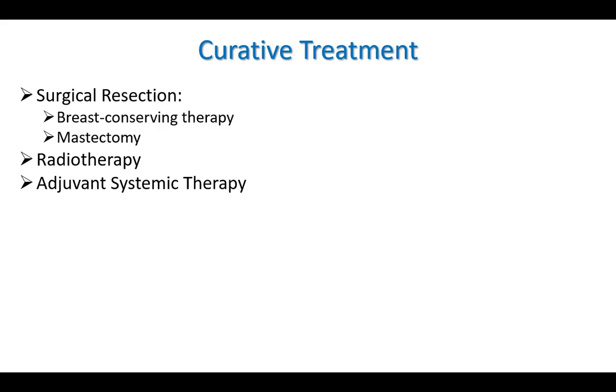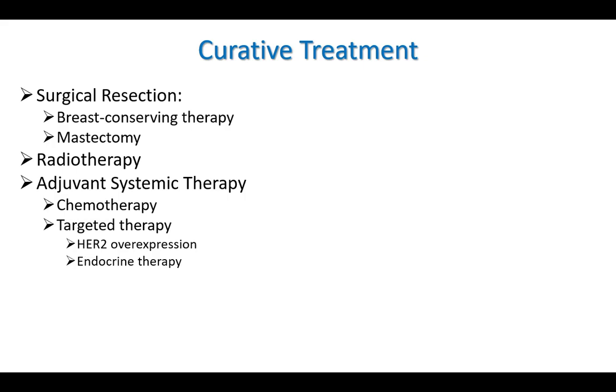And I hope you remember adjuvant versus neoadjuvant. So adjuvant is before surgery or after surgery? After surgery. Neoadjuvant is before surgery. Adjuvant systemic therapy can include chemotherapy and targeted therapy, which is targeting specific receptors like HER2 receptors. Patients who are HER2 receptor positive, you can target them with those drugs. If they are hormone receptor positive, then you can target them with endocrine therapy.